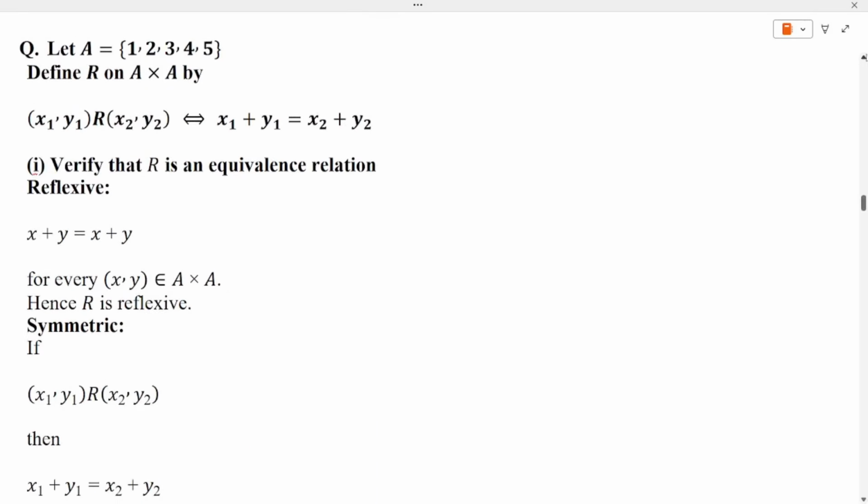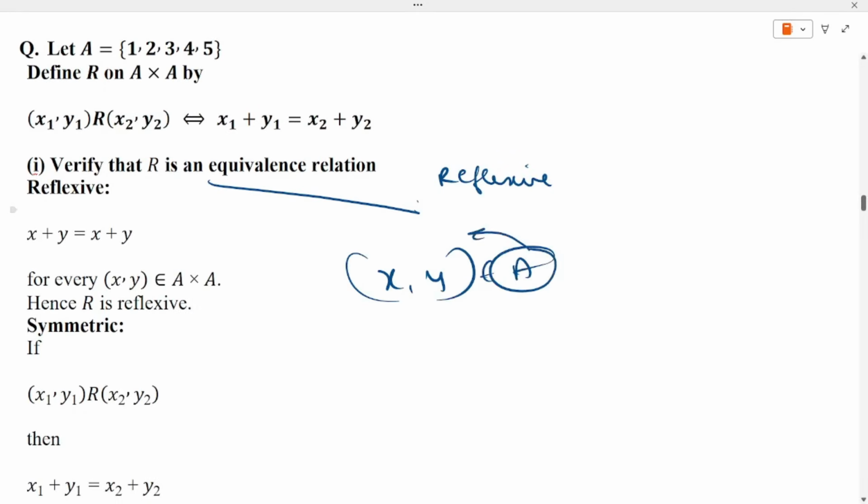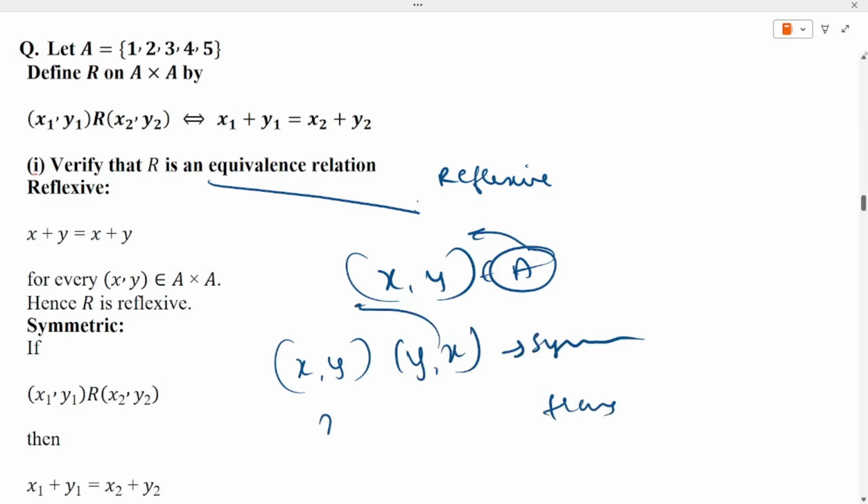Next is about the equivalence relation. This is very simple. Reflexive means (x, x) should belong to A, that is the given set. That means it is reflexive. Next, if (x, y) belongs to the relation, (y, x) also should belong to the same relation, that is symmetric. And transitive is nothing but, if (x, y) and (y, z) belong, then (x, z) also should be there. That is about transitivity. If you disprove even one, it is disproved itself.